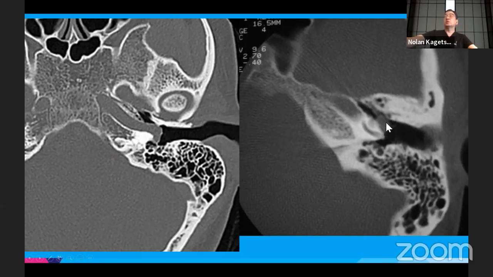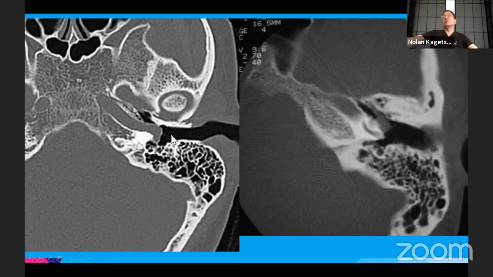And so this would be, in fact, a glomus tumor, glomus tympanicum, whereas this patient has soft tissue that is continuous with the internal carotid artery, and in contrast to this one, there's no piece of bone.